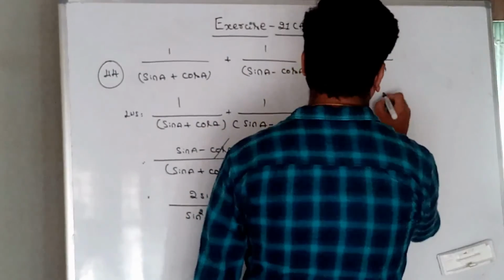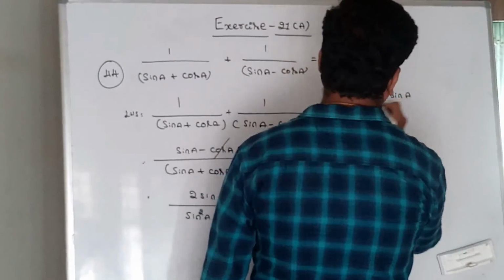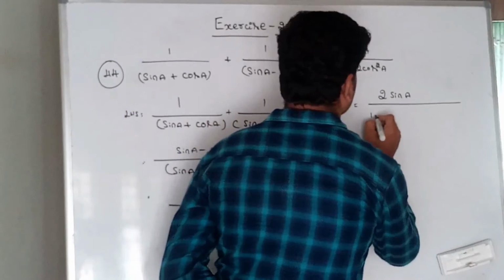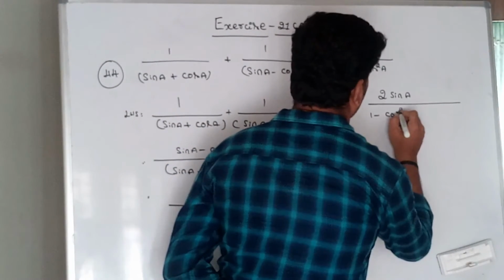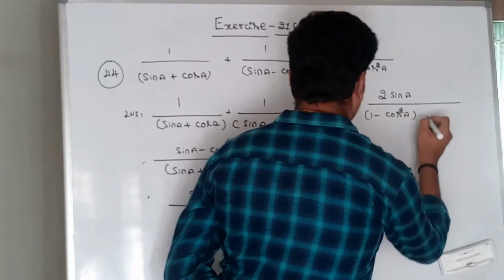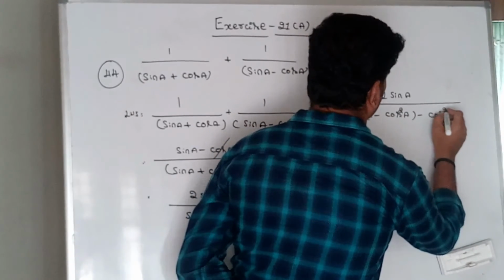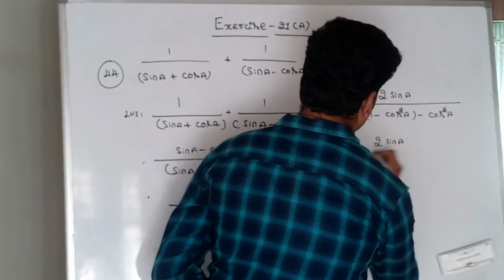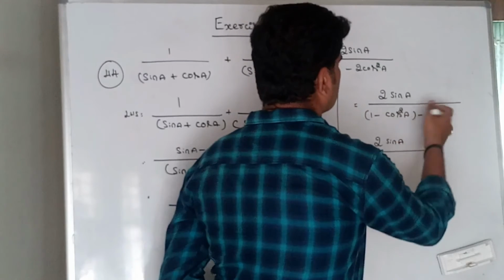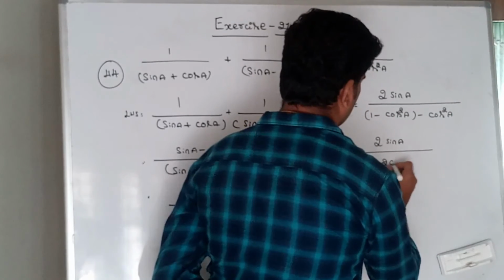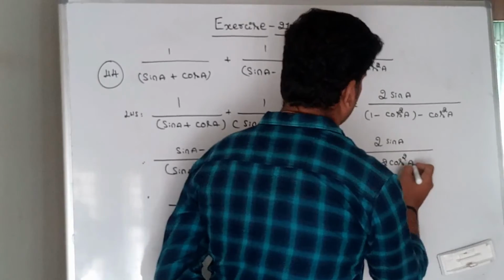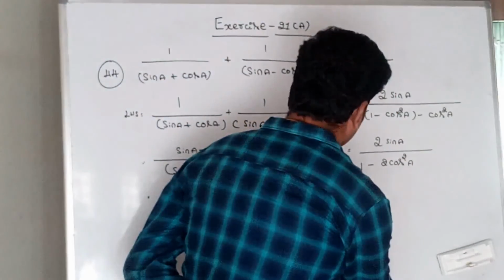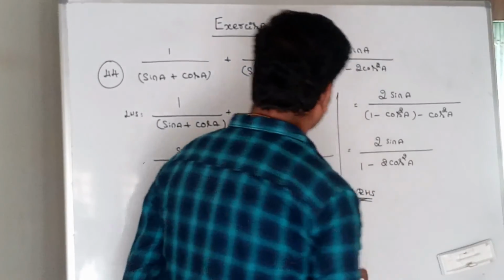That is equal to 2 into sin A divided by, in the place of sin square A, I am going to write 1 minus cos square A, minus cos square A. So that is equal to 2 into sin A divided by 1 minus cos square A minus cos square A, which is 1 minus 2 cos square A. Understood? So this is our required answer, that is equal to RHS.